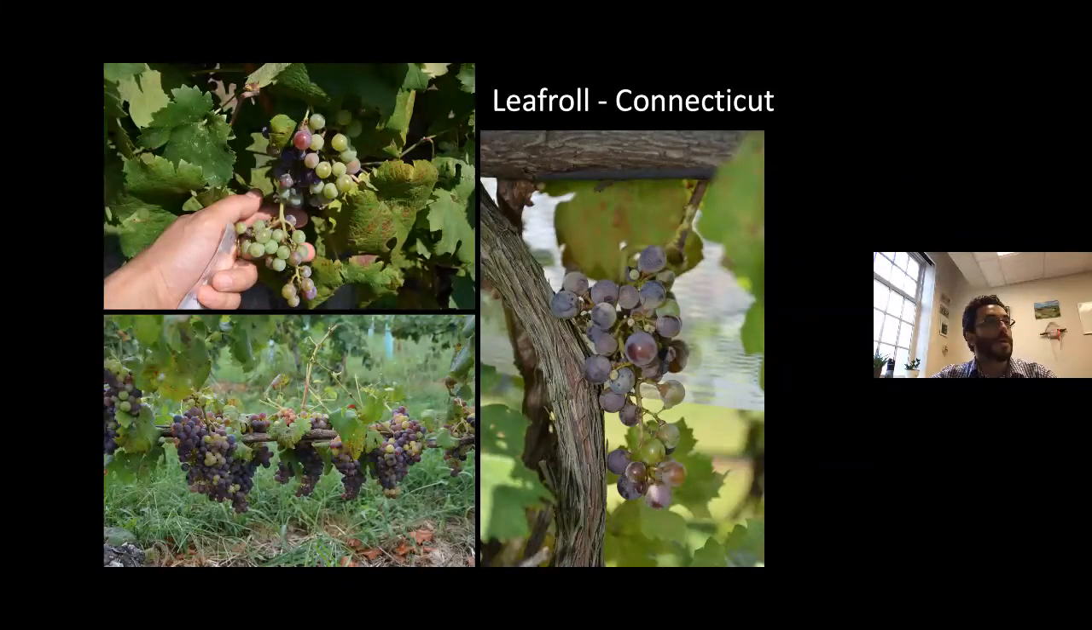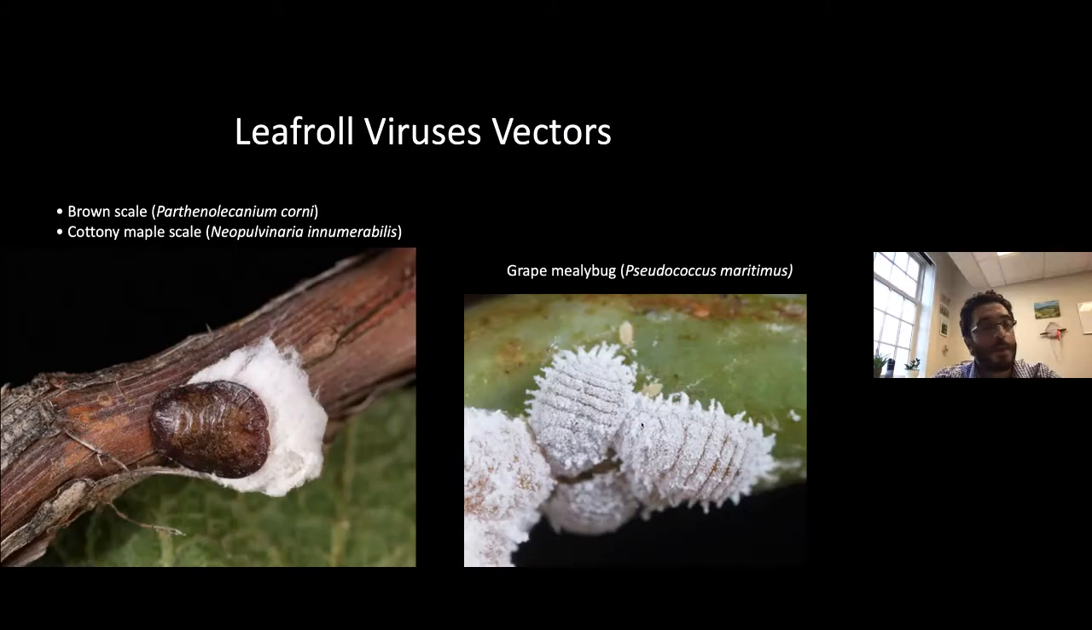And then these are more pictures from vineyards in Connecticut, and you see the same problem. Here we highlight the uneven maturation of the berries, as well as small clusters and abortion of the berries. So it's a big problem in the industry right now. Most of those virus species, the leaf roll viruses, are transmitted by vectors. I have three vectors here: the brown scale, cottony maple scale, and also the grape mealybug. All those vectors are found in Connecticut and New England in general.